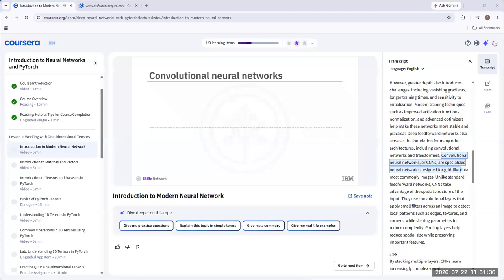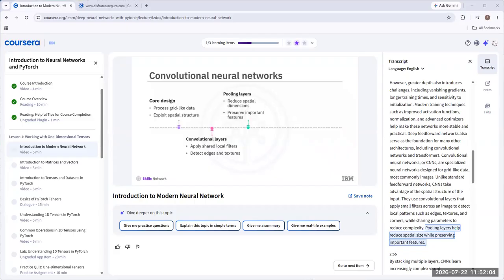Convolutional neural networks, or CNNs, are specialized neural networks designed for grid-like data, most commonly images. Unlike standard feed-forward networks, CNNs take advantage of the spatial structure of the input. They use convolutional layers that apply small filters across an image to detect local patterns such as edges, textures, and corners, while sharing parameters to reduce complexity. Pooling layers help reduce spatial size while preserving important features.